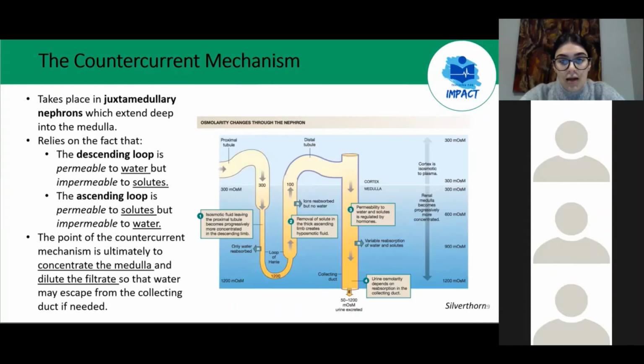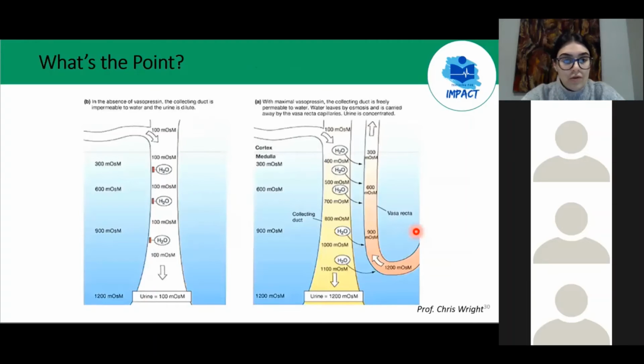So you're probably thinking now, why did I just tell you that? What was the point? The point is, as I mentioned previously, to concentrate the medulla so that water can escape from the collecting duct if it needs to. And this all depends on this nifty little hormone called ADH, or antidiuretic hormone.